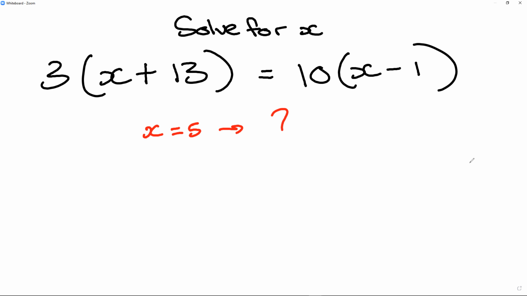When you get your answer, you can check if you're right by substituting it in to see if the left-hand side equals the right-hand side. Press pause. When you're done, press play. All right, let's go through it.